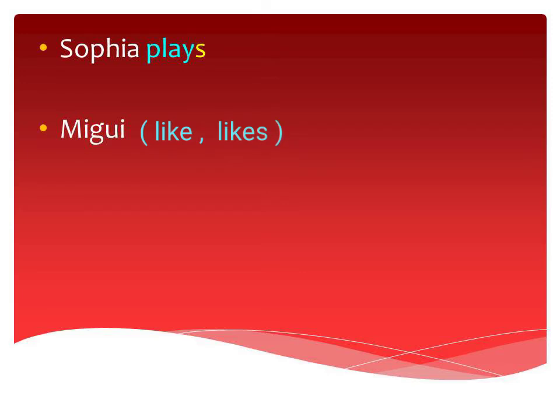Next example, we have Miggy. Again, Miggy is only one person. So what should be the form of the verb that we should use? Should it be like or likes? Correct. With S. Likes. Miggy likes. It's easy, right?